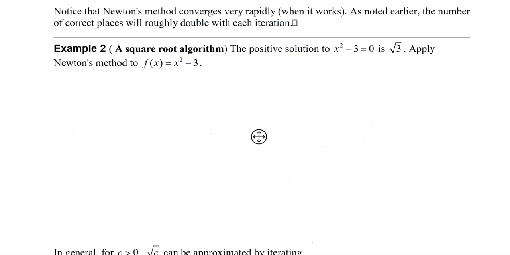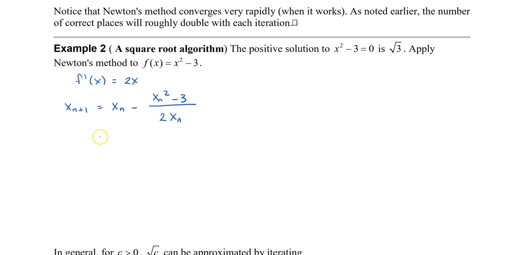I'm going to show you how to use Newton's method to calculate a square root algorithm. So we know that the positive solution to x squared minus 3 is going to be root 3. So we're going to apply Newton's method to figure out what the solution is. I need to figure out the derivative, and that's going to be 2x. So using Newton's method, my new value, x sub n plus 1, is equal to my old value, x sub n, minus x sub n squared minus 3 divided by 2 times x sub n.